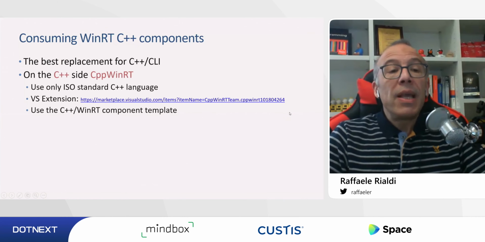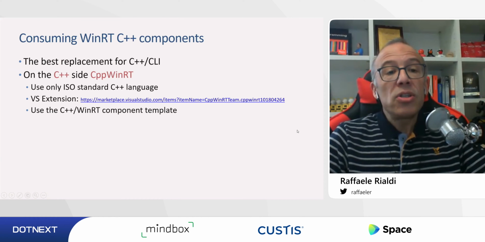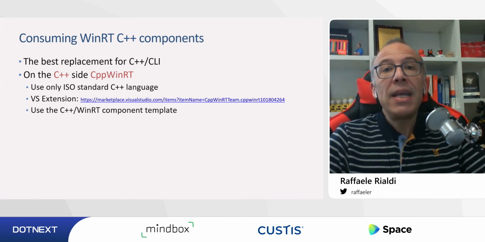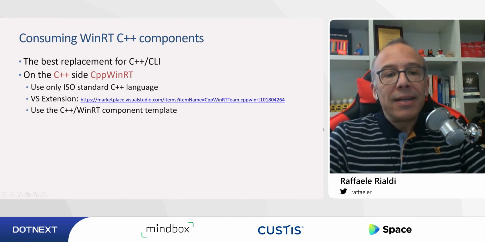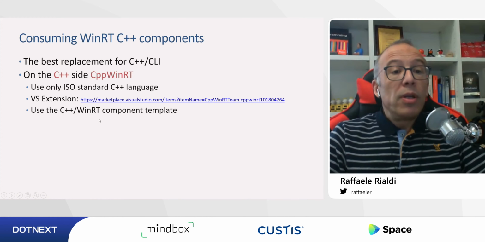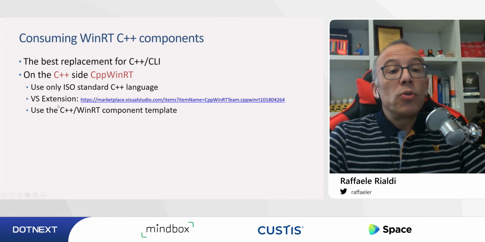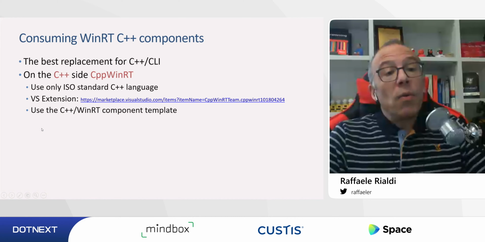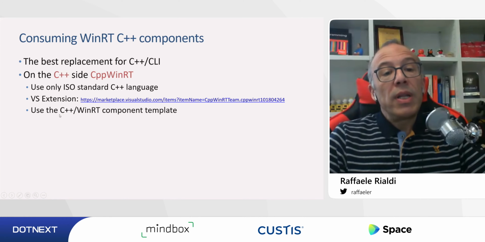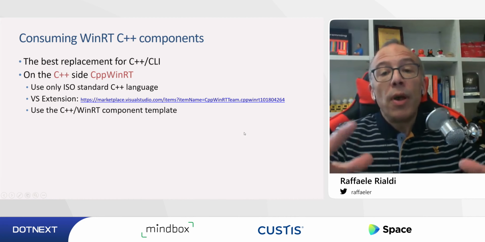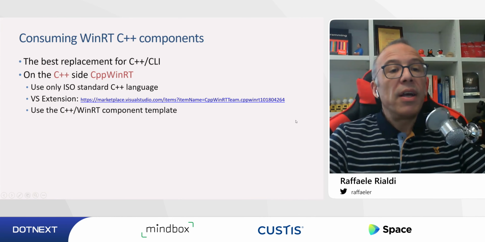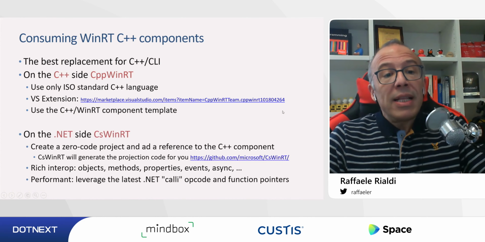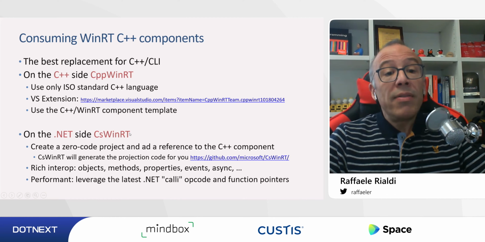this is far better, because we can just use the ISO C++ language. We don't have any slang in this C++ language. It requires you to install this VS extension because it makes everything much simpler. And we use, of course, the C++/WinRT component template, which provides you a skeleton of the component, which is very useful. And on the .NET side, we use instead CsWinRT.